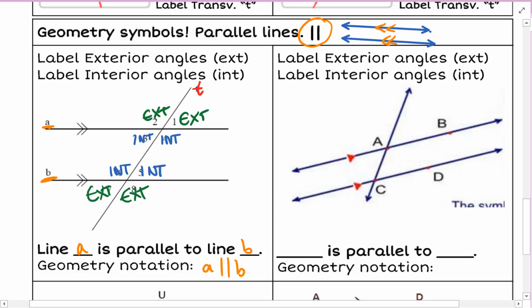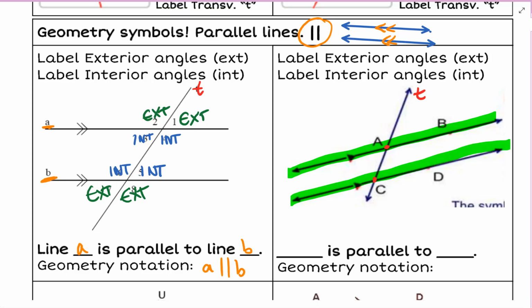First, let's label our transversal. This line looks like it is crossing. It doesn't have a specific name, but the points on the line can also be used to name the line. So I see that points A and C are on the transversal. I can see from this notation, this little arrow, that these lines are parallel. But how do I refer to those lines?